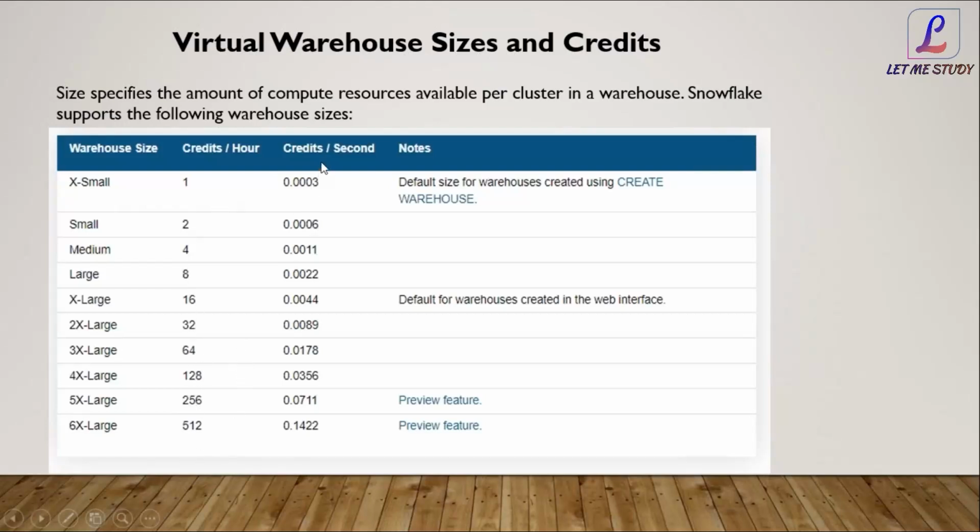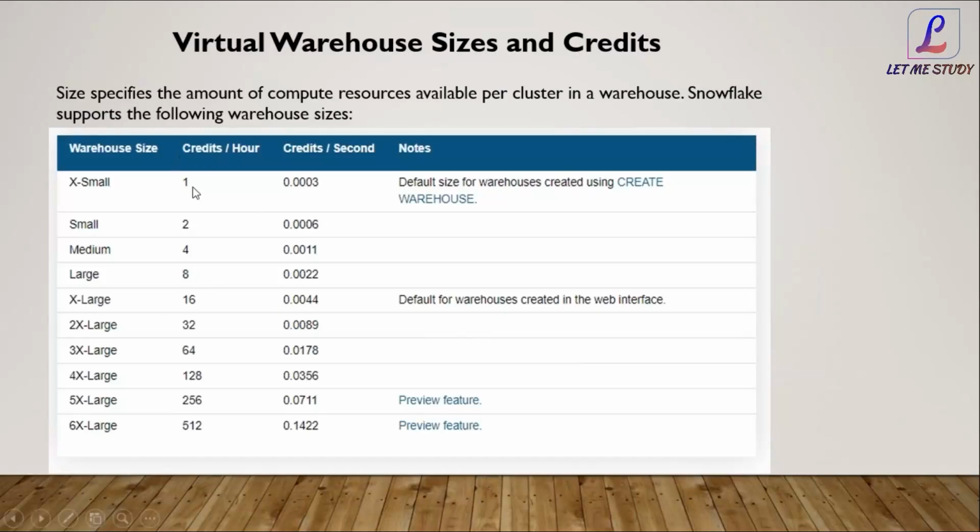Here they have given the credits per second, so per second the warehouse will be consuming this amount of credit. The size is directly proportional to the credits and the storage capacity.